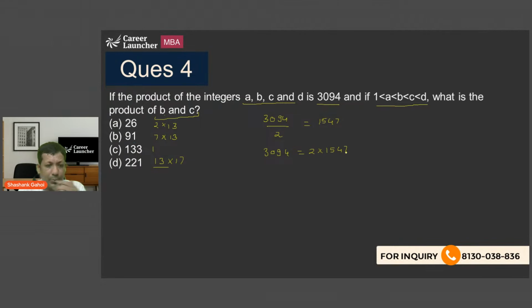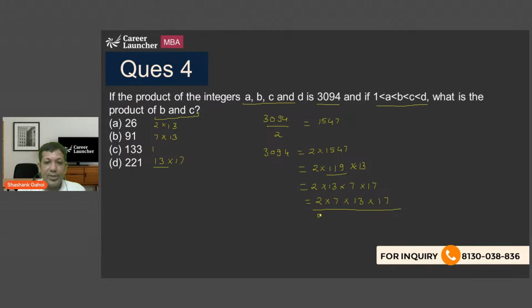Is it a multiple of 3? No. Is it a multiple of 13? I'm more or less sure that it is a multiple of 13. So 13 ones are 13, 13 twos are 26, 13 sevens are 91, 13 nines are 117. Into 13. Okay. So now what I'm going to get? 2 into 13 into 17 sevens. So I am getting numbers as 2 into 7 into 13 into 17. I got four prime numbers. My guess was perfectly right.